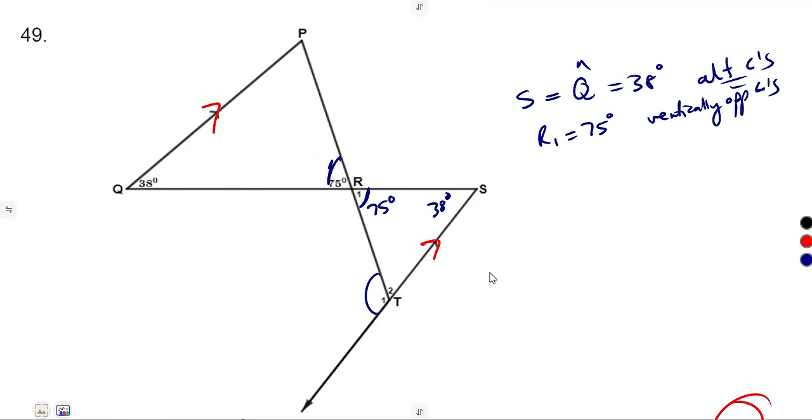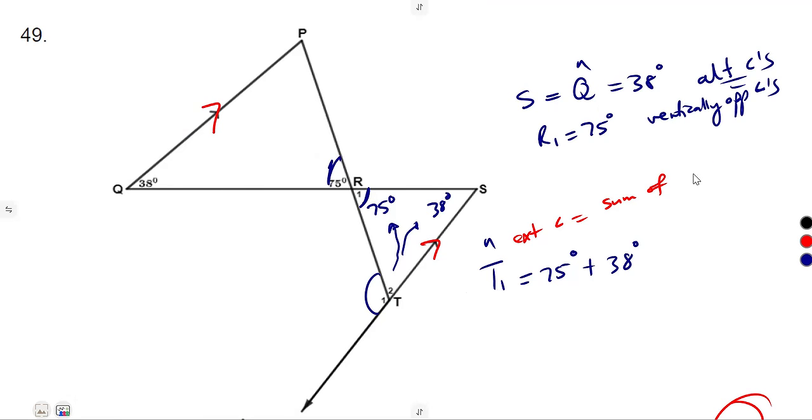So to find T1, guys, T1 is direct. It's an exterior angle, so it's the sum of the opposite interior angles. 75 plus 38. Exterior angle equal to what?